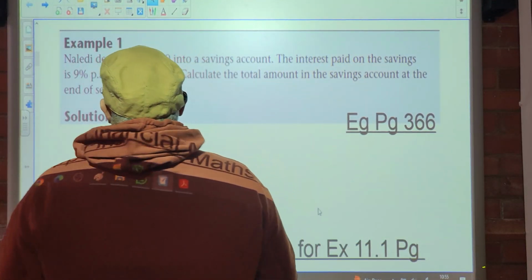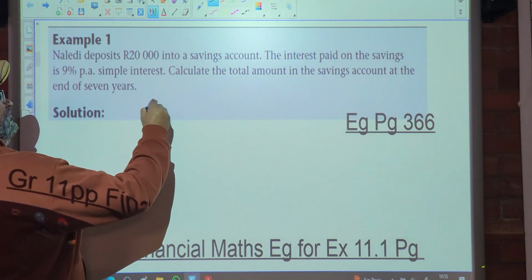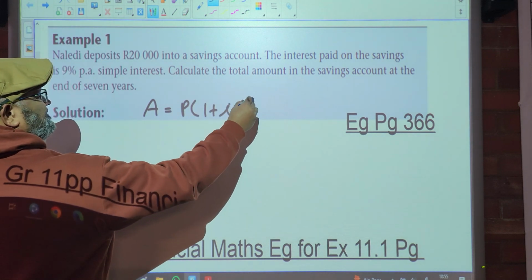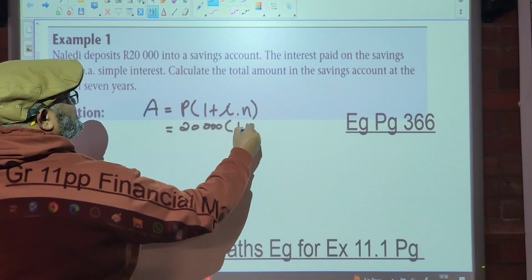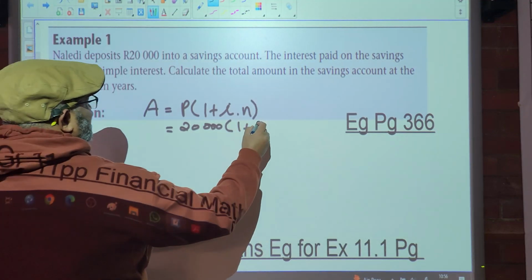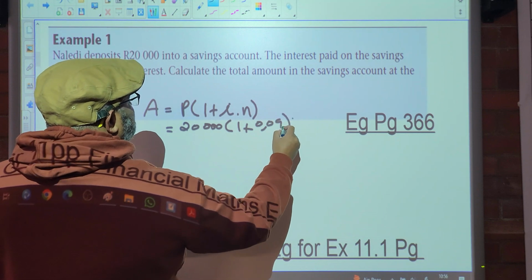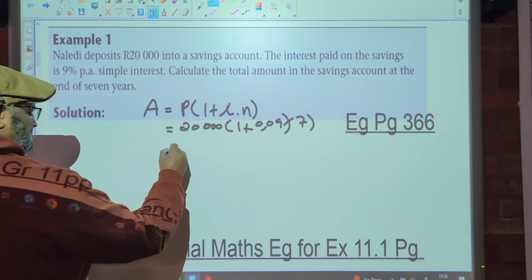So here we are told that Naledi deposits 20,000 to a savings account. The interest paid on the savings is 9% per annum simple interest. So now we must use the simple interest formula. A is equal to P into 1 plus I times N. What's your P value? 20,000 into 1 plus 0.09 times N, which is 7 years. You agree with that?